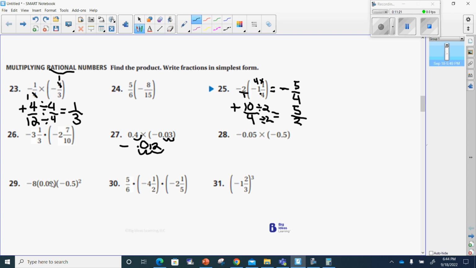All right, let's go on and go to number 29. And I have 3 numbers multiplied to each other with an exponent. Remember, we're following PEMDAS. Parentheses are first, so I'm going to have to do what's in here first. There's nothing I can combine in either one of these parentheses. So I'm going to exponents. This exponent here applies to this. So now I'm going to turn this to negative 8 times 0.09.